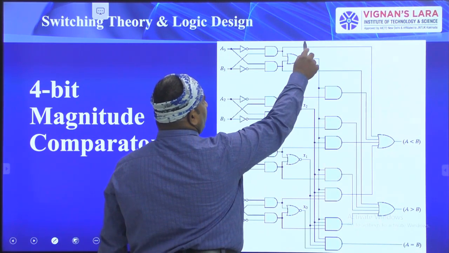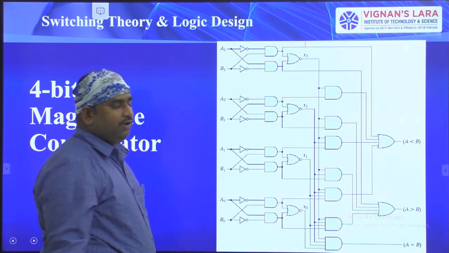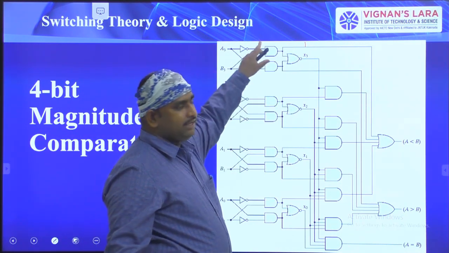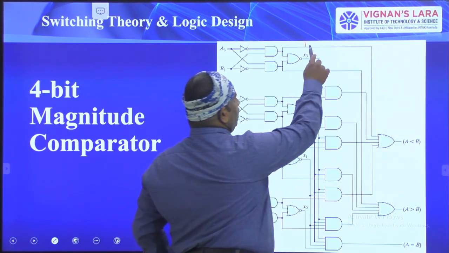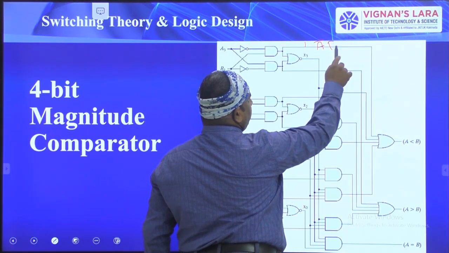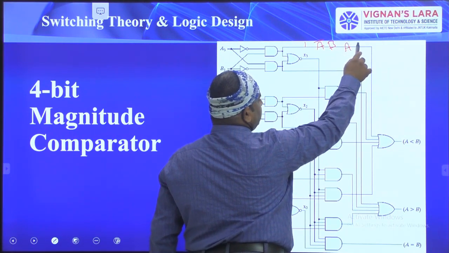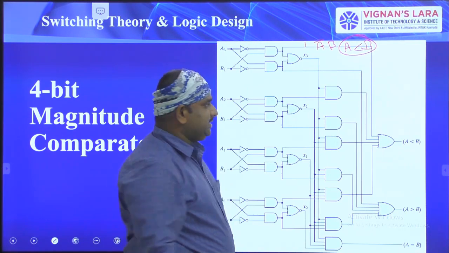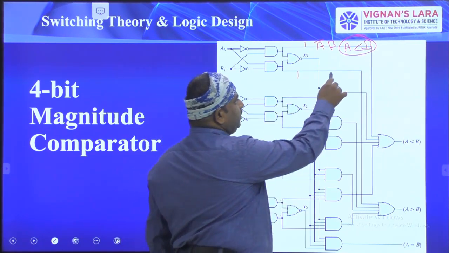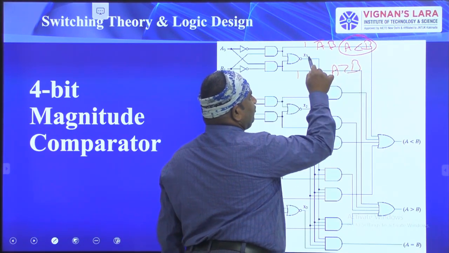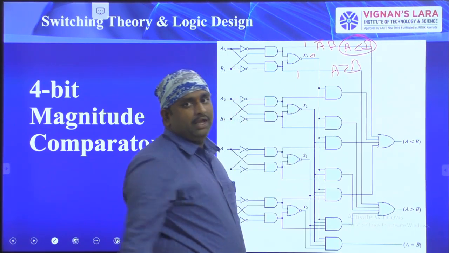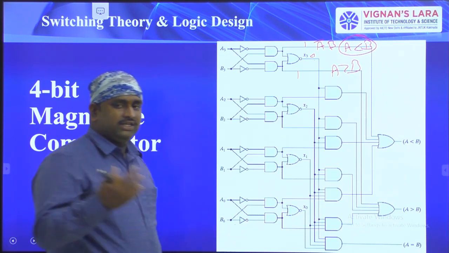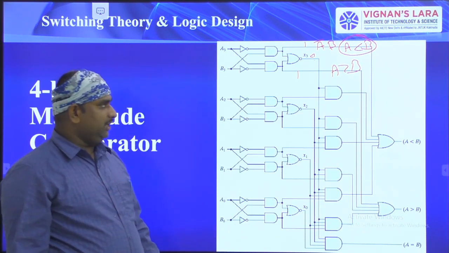Otherwise, if you got 1 here, that is A bar B. If A bar B is equal to 1, that is A is less than B. If this line is going to 1, that is A less than B. If this line is going to 1, this is A greater than B. If this line is going to 1, that is A equal to B. Right? So these are the 3 output operations.